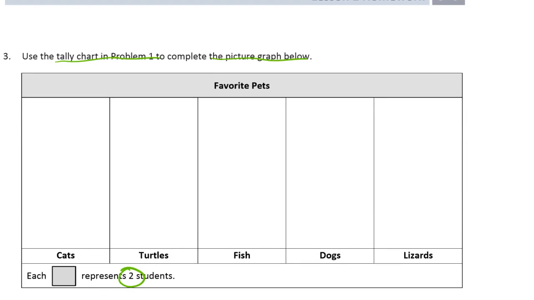Maybe you're lucky enough that you have single-sided pages. You don't have to write those there, but I'm doing it just so I can remember, because I don't have single-sided pages. I can't look at both of them at once. So since each square is 2 students, and remember, it's not 2 cats and 2 turtles and 2 fish. I'm counting students who voted. So it's important to remember that when you start answering questions about it, it's going to matter when you write your answer statements. So here we go.